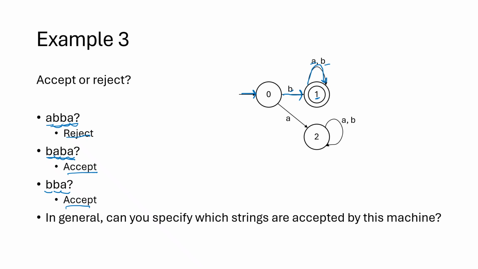So to summarize, if your input starts with an A, you end up at 2, and then whatever follows is not going to help you. That input is going to be rejected. But if the input starts with a B, you go to 1, and then whatever follows that, you never leave 1, and that means that it will be accepted. So the machine accepts every string that starts with the symbol B and rejects every string that starts with the letter A.